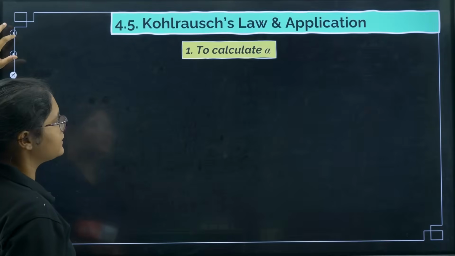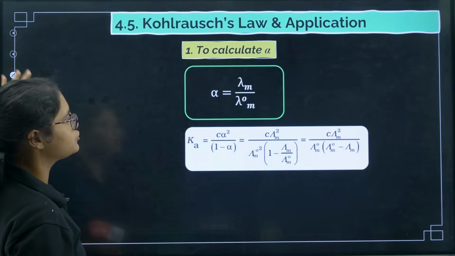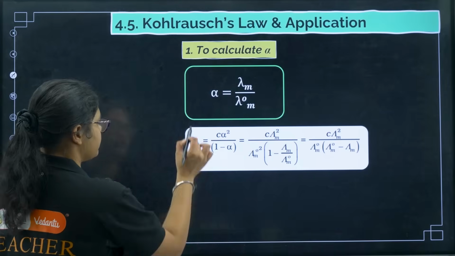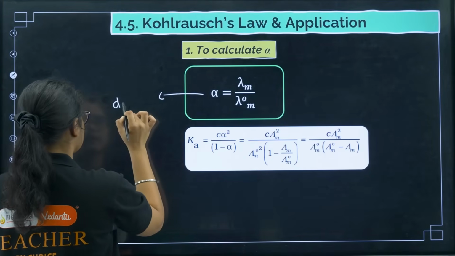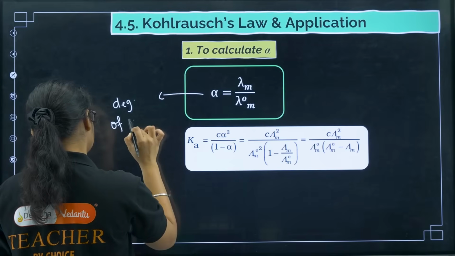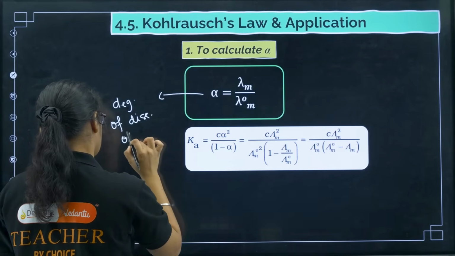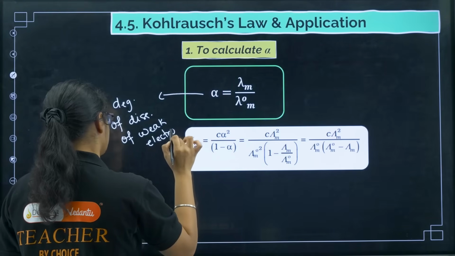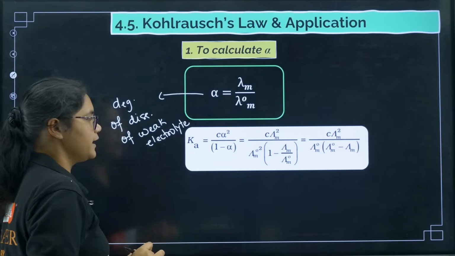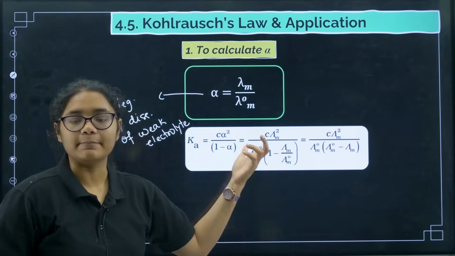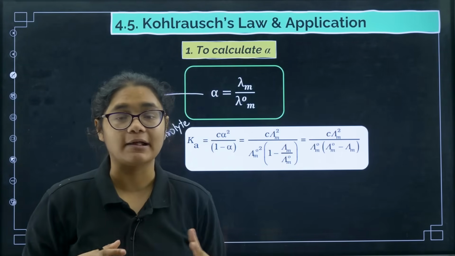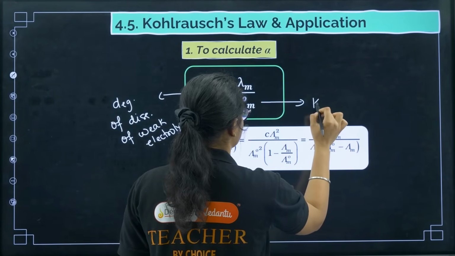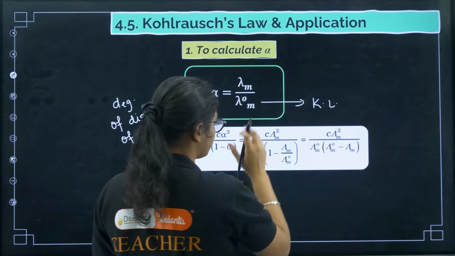Fine. Now let us see the applications of Kohlrausch's law. It is used to calculate alpha. What is alpha? The degree of dissociation of a weak electrolyte. It is lambda m by lambda naught m. How to calculate this lambda naught m? It is calculated using Kohlrausch's law. So that is the indirect application.